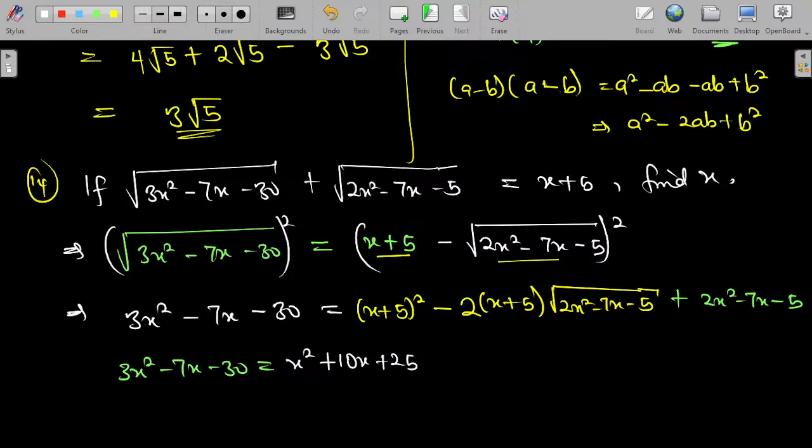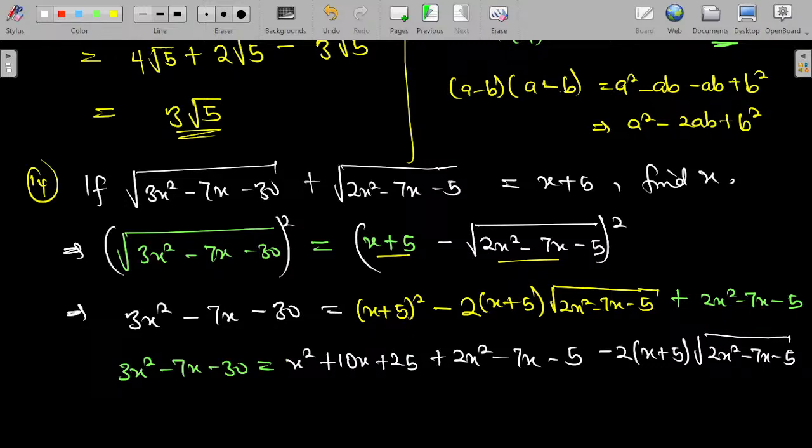And then that is going to be plus this one, so plus 2x squared minus 7x minus 5, while this is going to be minus 2 into (x plus 5). The whole of them, they are multiplying the square root, so you don't make any mistake to remove them until you can use something like division. Okay, so let me leave the left the way it is. Let me work on the right first.